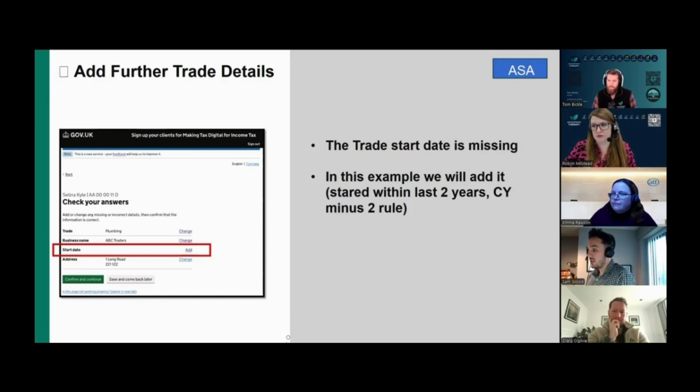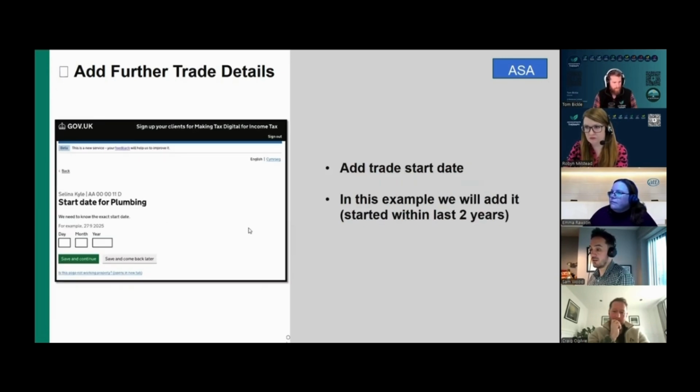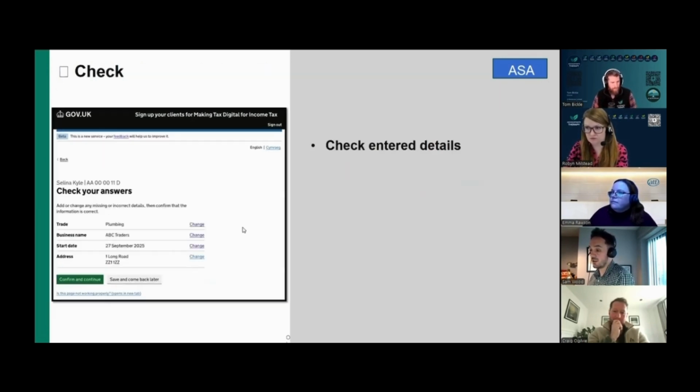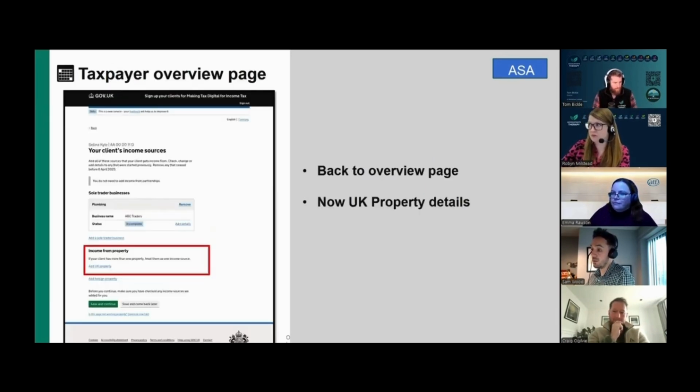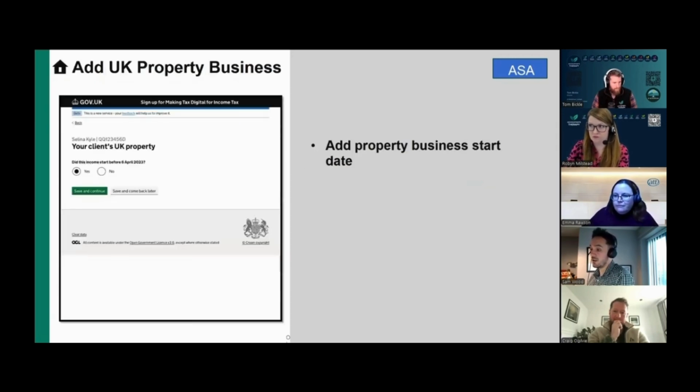You can add the start date. We only need that if it's within the last 2 years. That's for the current year minus 2 check, so that we know the status of that MTD obligation. Here we're adding the details for the plumbing business, ABC Traders. Check what you've done, and it'll take you back to the overview page, and here we'll add some property income. This one started more than 2 years ago, so we don't need the details.